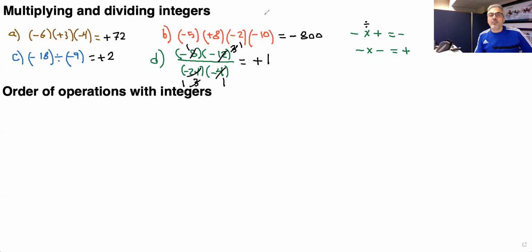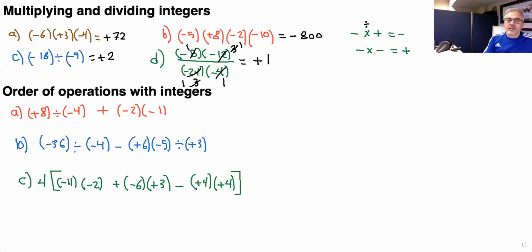Okay. We're going to do a few more questions with order of operations. So I'm just going to write them down. When we're doing order of operations, we have to remember BEDMAS. So it means brackets first, or what's inside the brackets first, exponents second, division and multiplication third, adding and subtraction fourth. So you have to do it in that order.